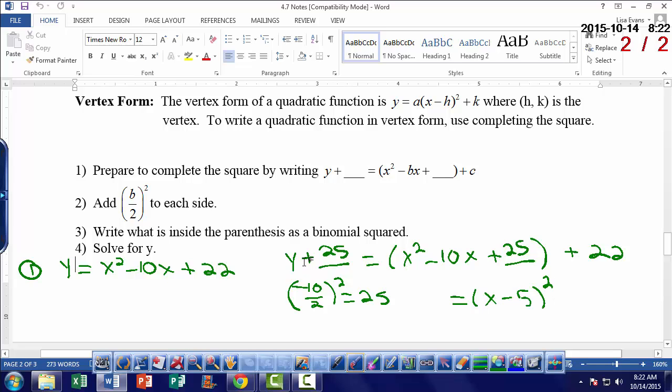Now, y is not by itself, so I'm going to go ahead and subtract 25 on both sides. So we get y on the left, negative 3 on the right. This is vertex form. Look how easy that is. There's no solving except the fact that you want to get y by itself.